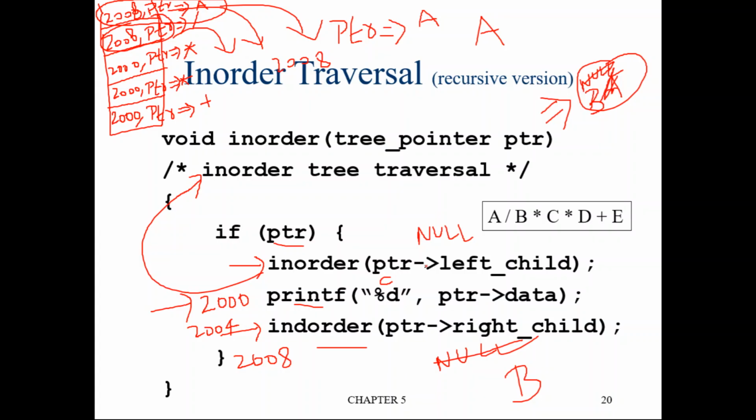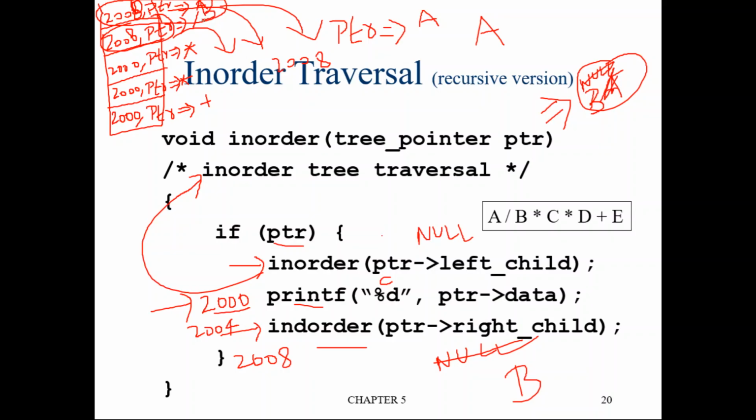In order, PTR left child. But before that, what should be done? Before calling again, it should be pushed. So after executing this, the next instruction should be executed. So once again, this will be pushed, 2000, and at this point, what is the PTR value? PTR value is B, so PTR is pointing to B.